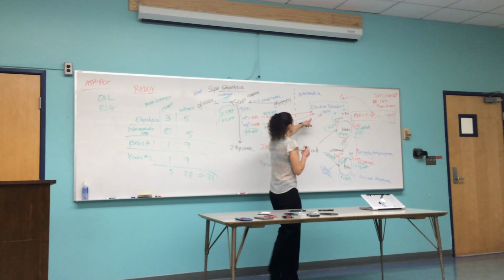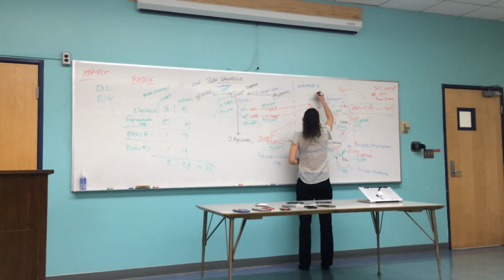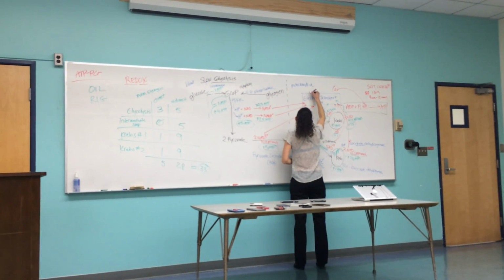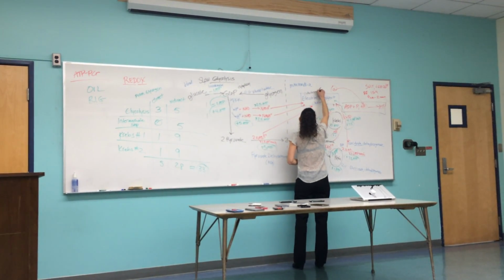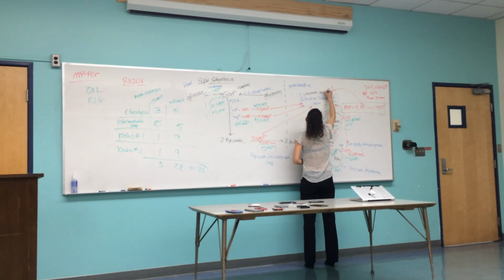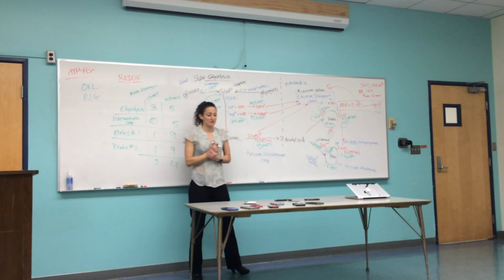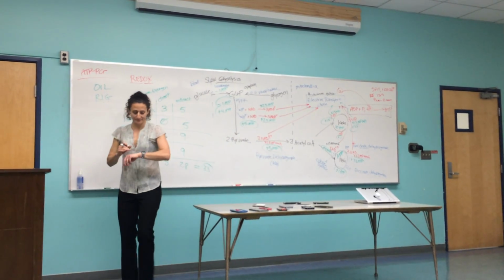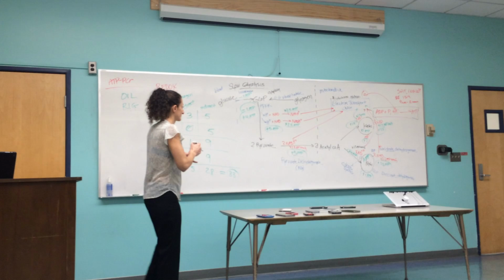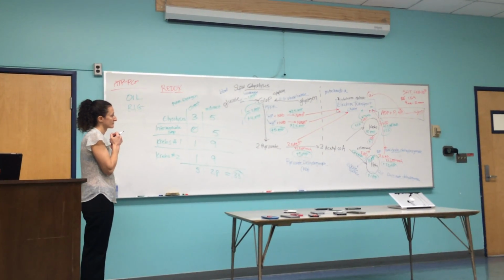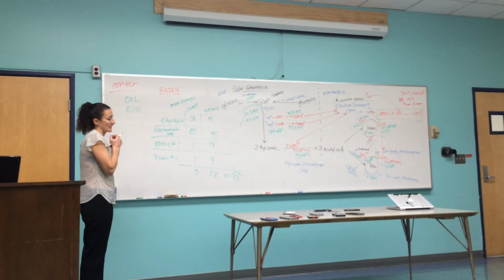Okay, giving you one enzyme for the electron transport chain. That is cytochrome oxidase. Oxidase. That is a rate limiting enzyme for the electron transport chain. Okay.